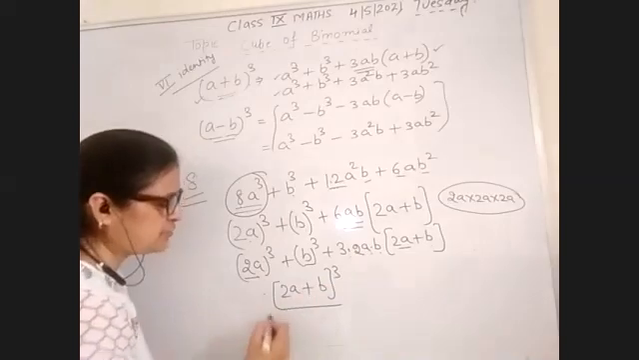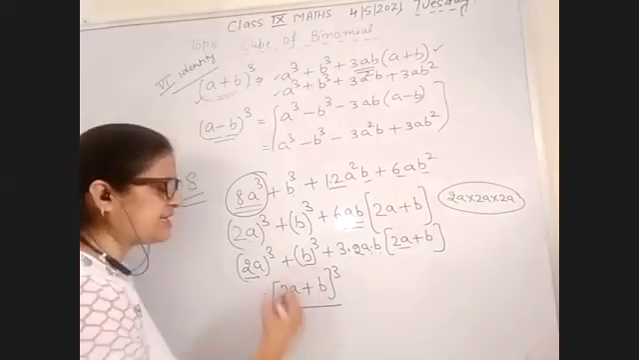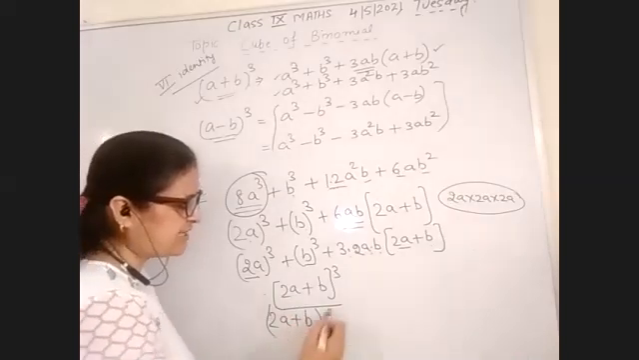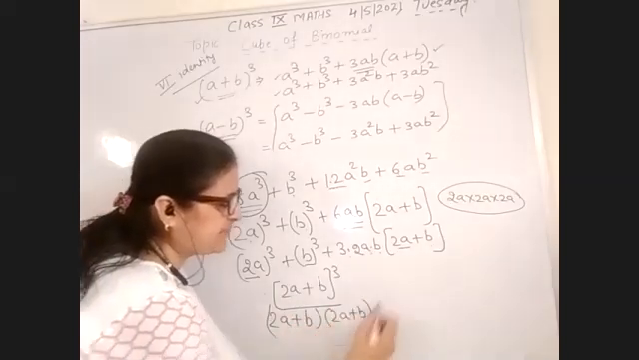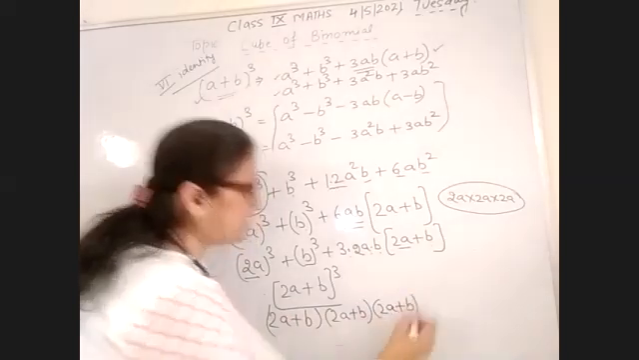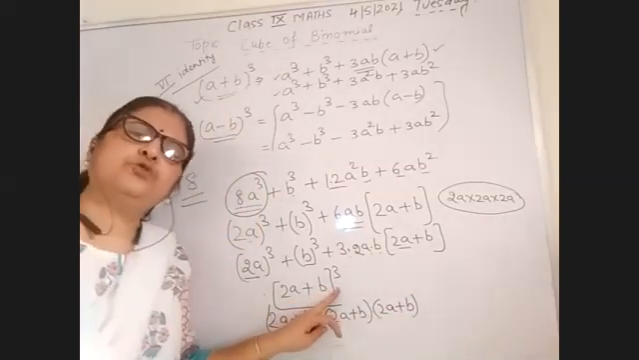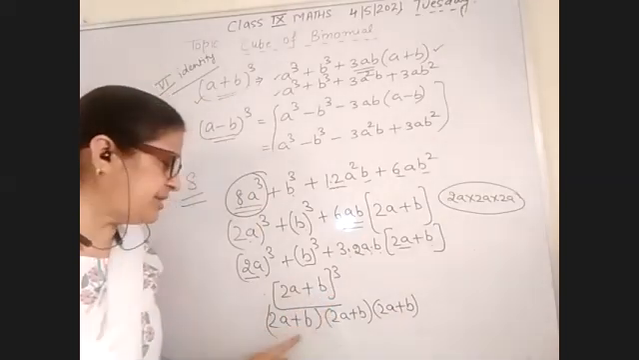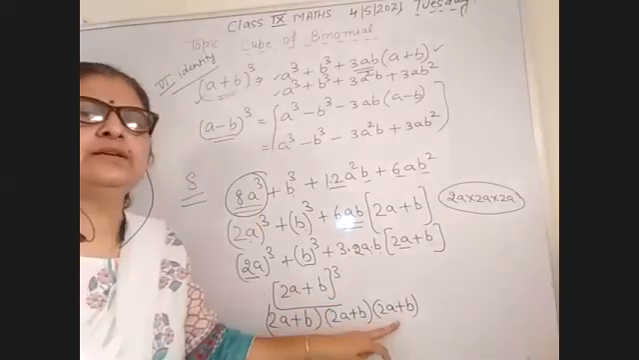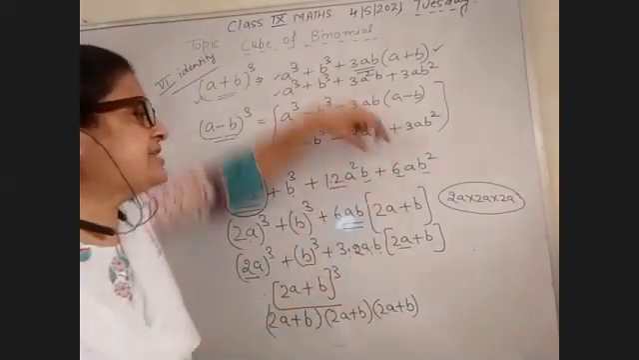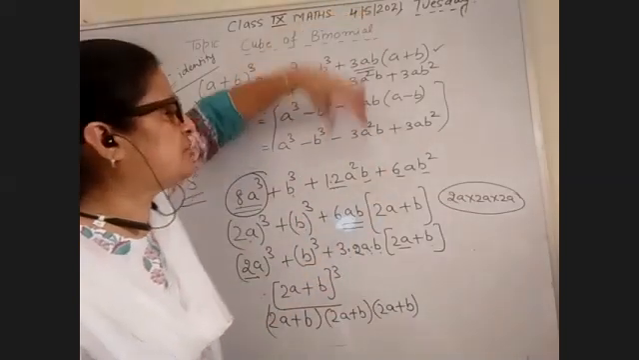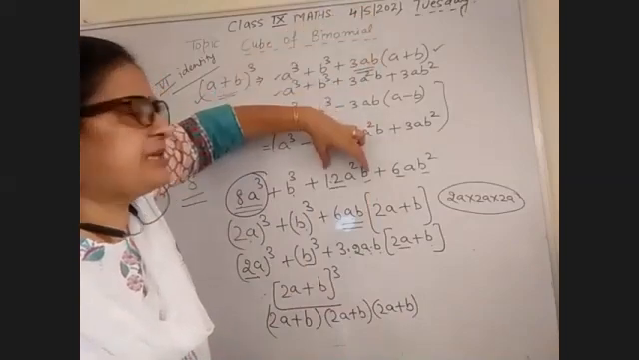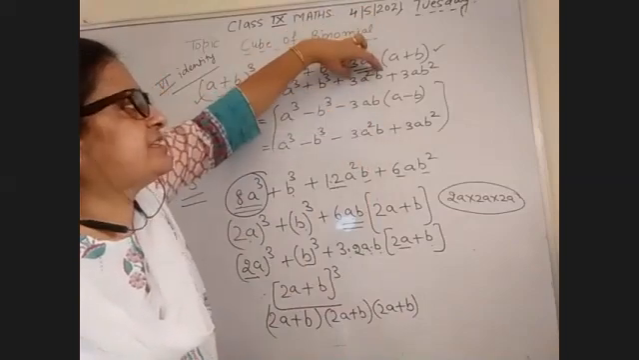Now you will write this question. When the binomial cube is given, you can write like this, 2a plus b, 2a plus b. If anything is given as a whole cube, it means you can write it 3 times: 2a plus b, 2a plus b, 2a plus b. You can also solve this question by taking the common factor, or directly, as I was making 12a square b as 3.